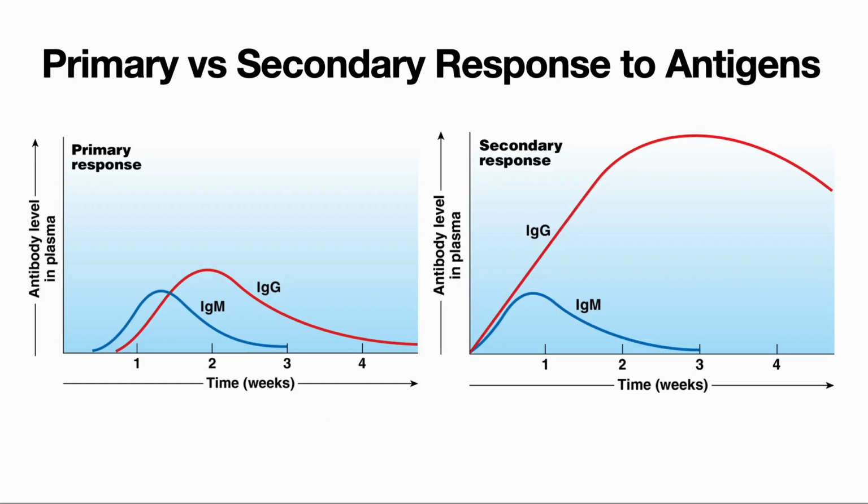Okay, so that brings us to the idea of primary versus secondary response in antigens. So when you are first exposed to something, to an antigen, you can see that IgM rises first.